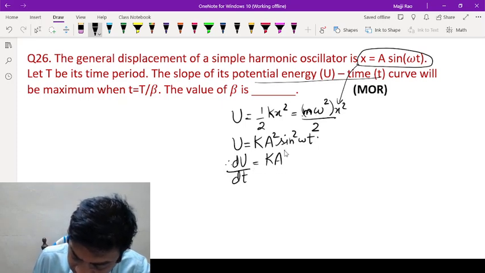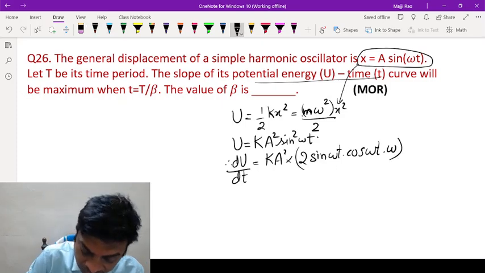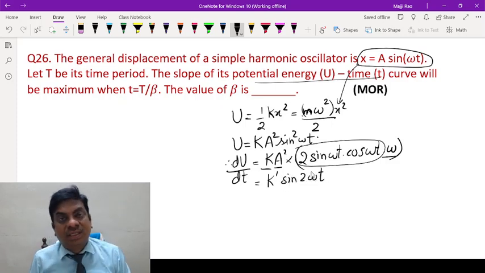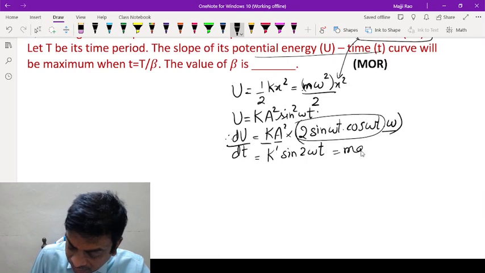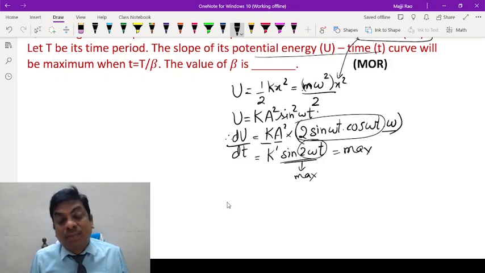So when you differentiate this, you have 2 sin omega t into cos omega t into omega, chain rule of differentiation. And accordingly, I'll merge all these constants into a single constant, let us say k dash, and I'll write this as sin 2 omega t. You all know 2 sin theta cos theta is equal to sin 2 theta. So this is maximum when sin 2 omega t is maximum. The maximum value of sine is 1, for the lowest value, when the angle is pi by 2 radian.